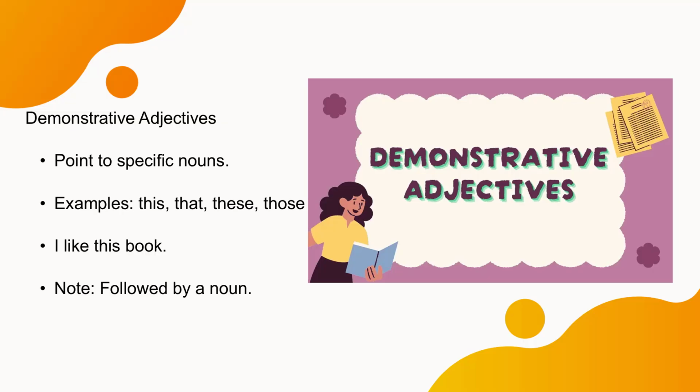Demonstrative adjectives. Let's look at demonstrative adjectives. These point to specific nouns and include this, that, these, and those. They always come before a noun, like this book, those shoes. For example, I like this book. They help specify exactly what we're referring to.